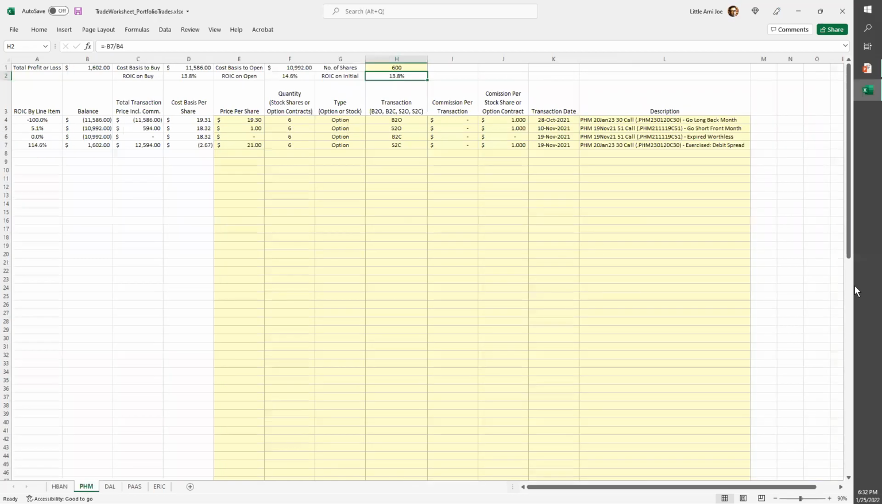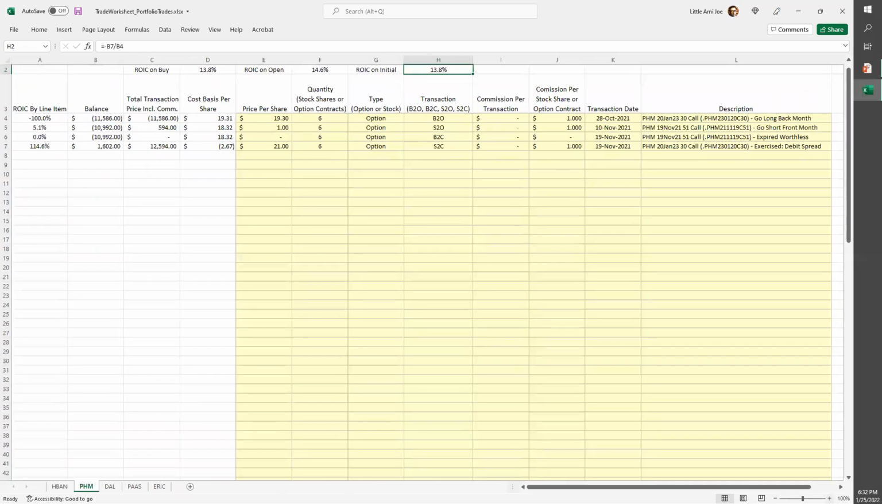Here's one on Pulte Home. Let me zoom in for you. Instead of buying the stock, I went ahead and bought that back month call. I spent $19.30 per share. I got $1 credit. Again, I got exercised.